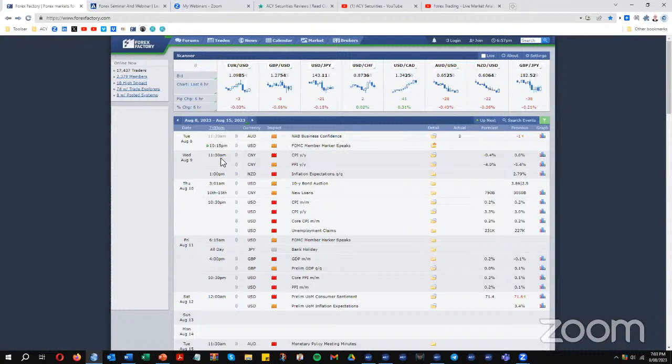But getting to tomorrow for China, we have the CPI year on year. That could affect the Aussie crosses for sure. Expecting CPI to be moving down. At 1 p.m., New Zealand inflation expectations QoQ. Again, that can definitely drive the New Zealand crosses.